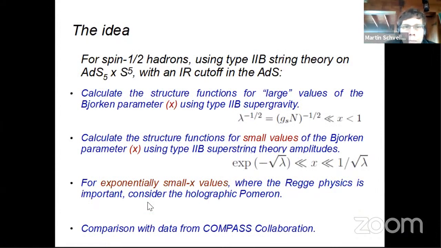I want to describe spin 1/2 hadrons using type 2B superstring theory on AdS5 x S5, and with an infrared cutoff.